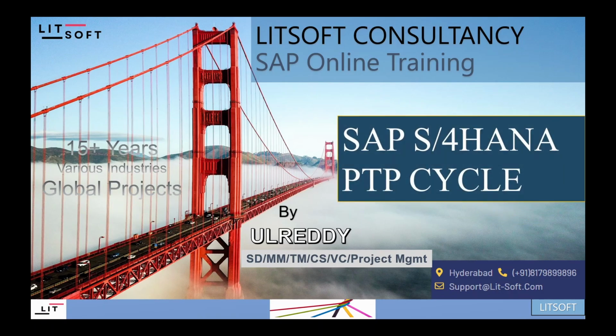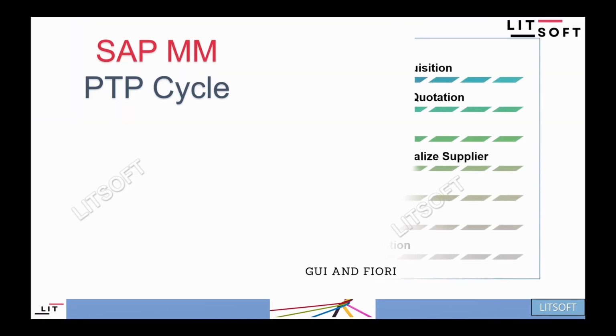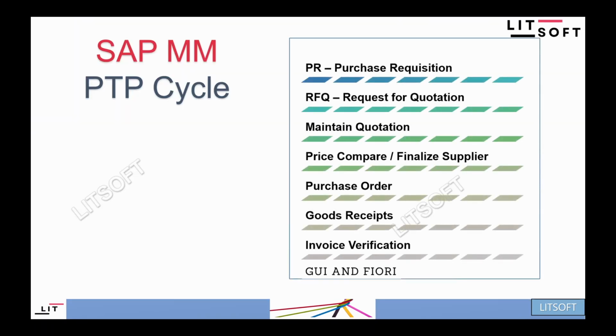Today we are going to discuss the SAP S/4HANA PTP cycle, Procure-to-Pay. These are the items: purchase requisitions, request for quotation, maintain quotation, price comparison, finalize supplier, purchase order, then goods receipt and invoice verification. We will discuss the GUI as well as the Fiori platforms.